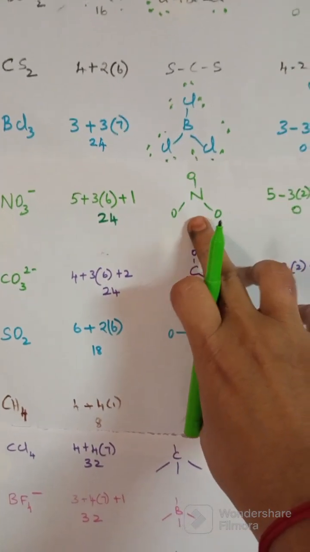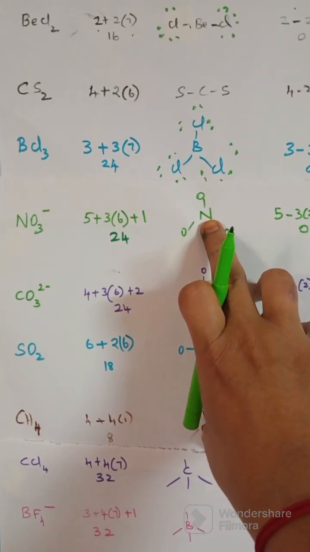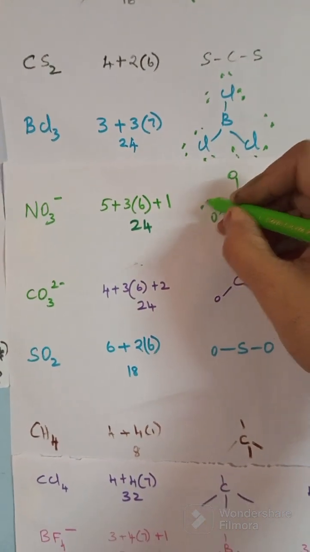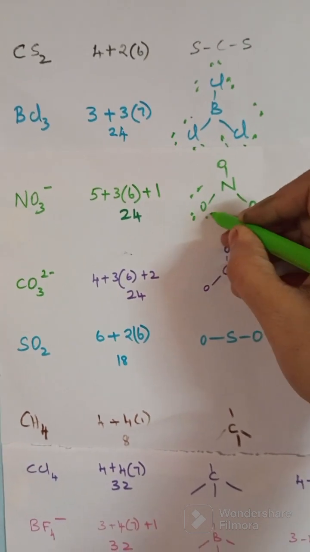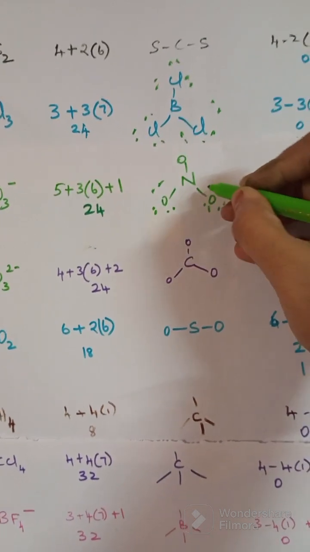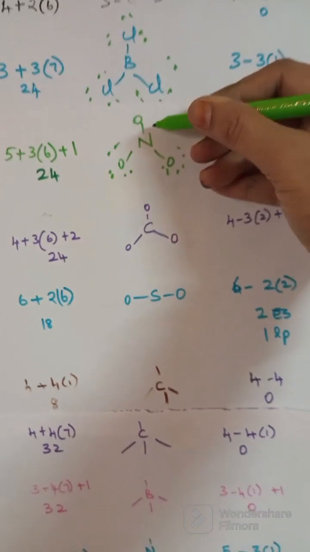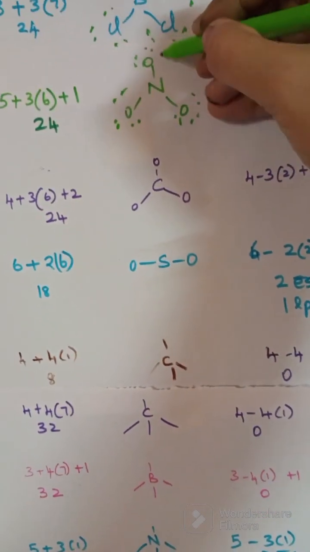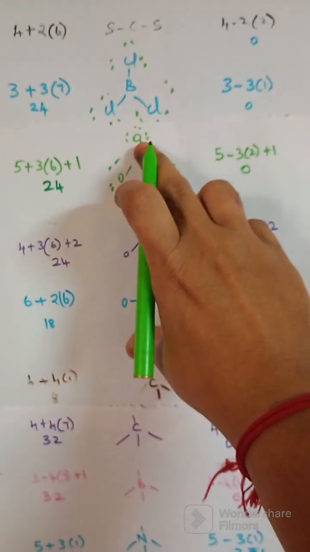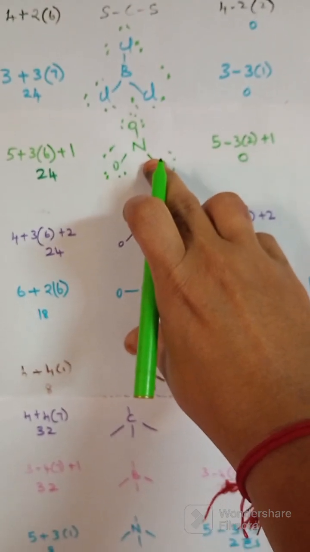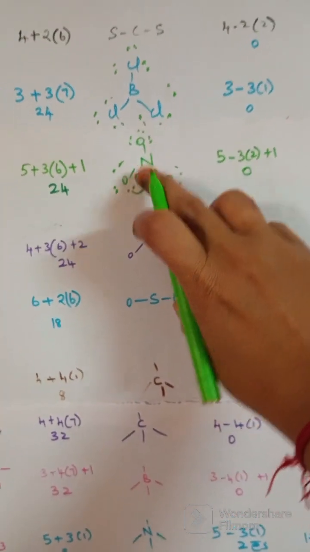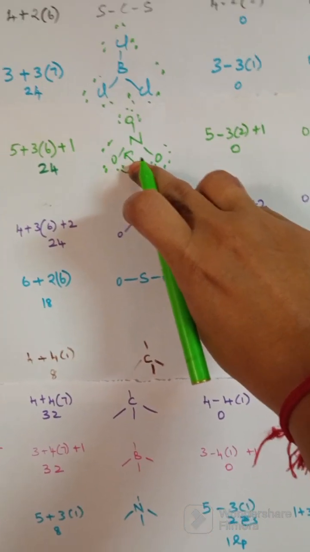So when you write the structure of nitrate ion, nitrogen is a central atom surrounded by 3 oxygen atoms. So you have 2, 4, 6, 8, 10, 12, 14, 16, 18, 20, 22, 24. So 24 is achieved, but when you see nitrogen, it has got only 2, 4, 6. It should get the octet. So 1 electron is transferred here. So there will be a double bond in the structure of nitrate ion.